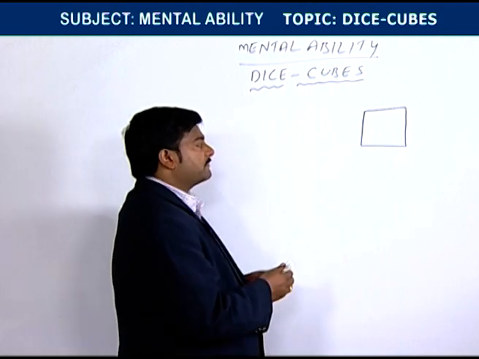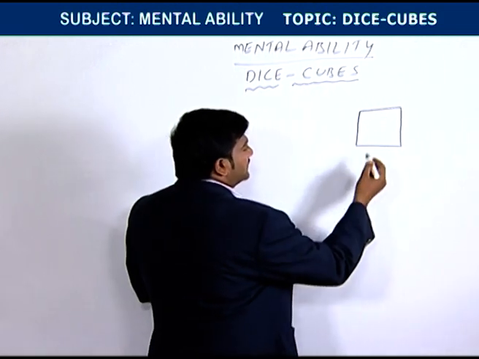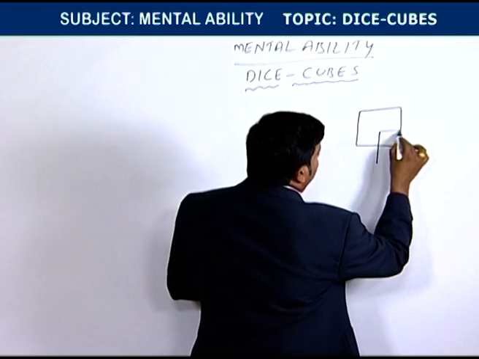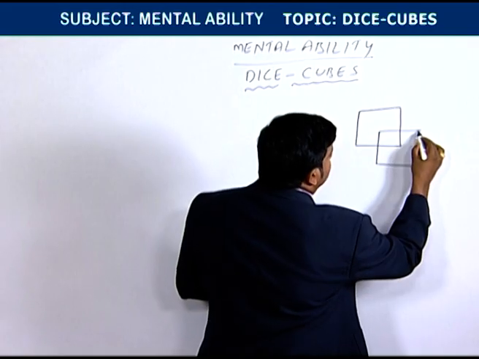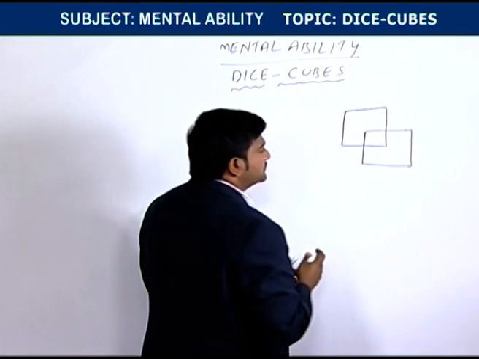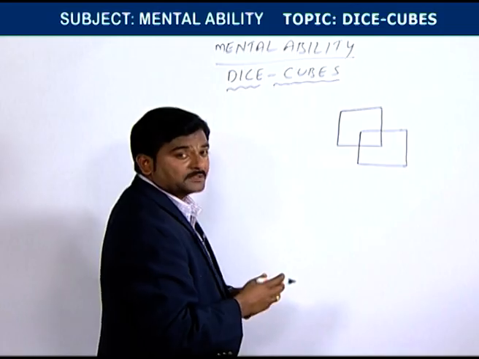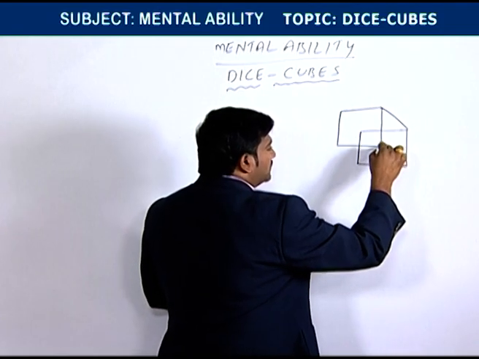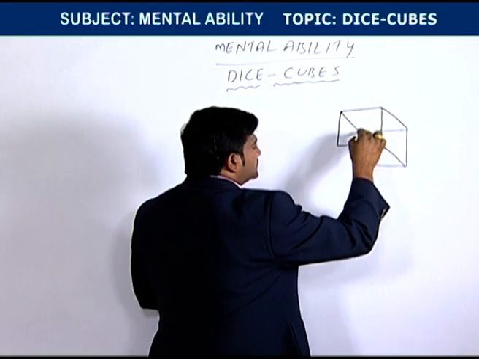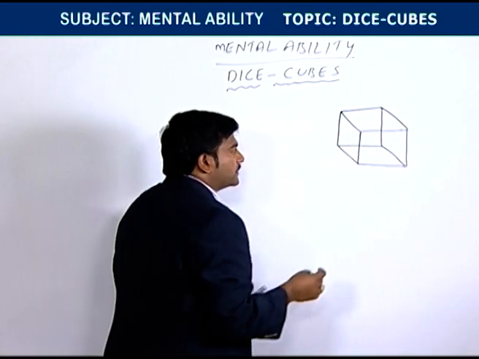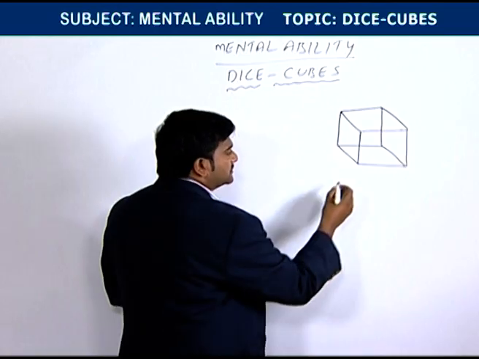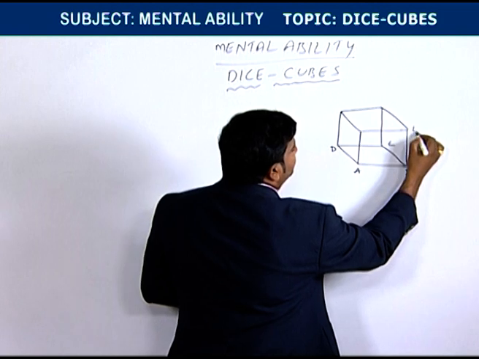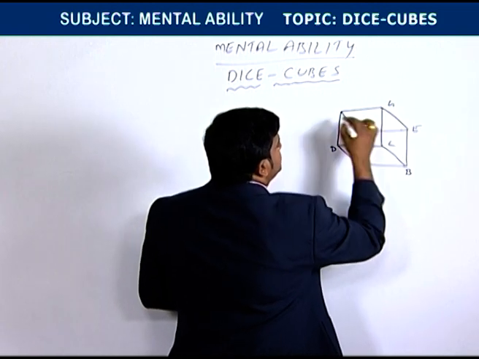Okay, now I am taking one diagram. It is in square shape. Again I am taking one more square. Like this, I am taking one more square. Mathematics students, you already know about this. Non-maths students, be aware of this structure of the cube. Simply join all the corners. Just name them A, B, C, D, E, F, G, H.